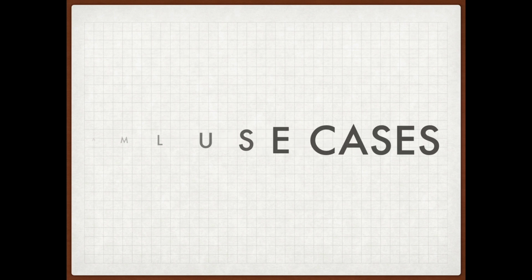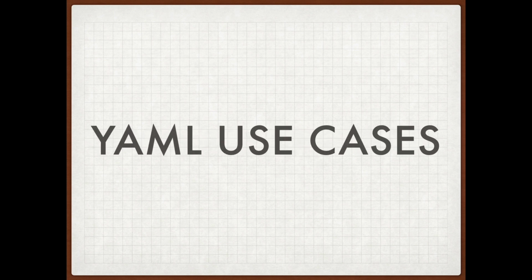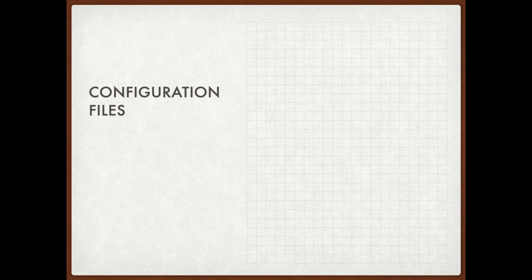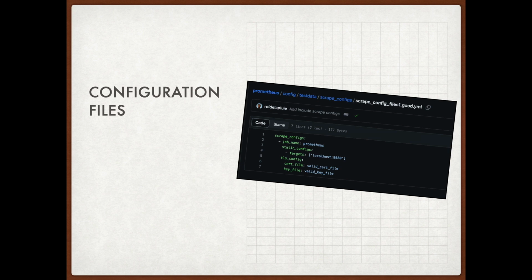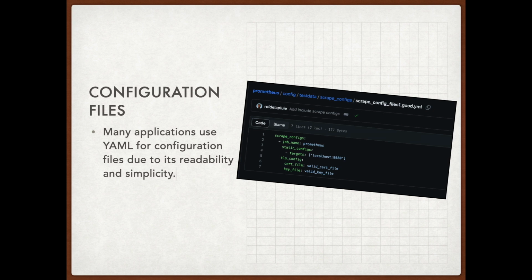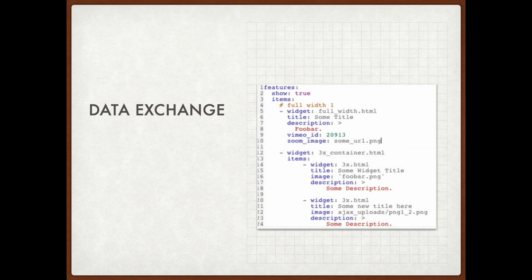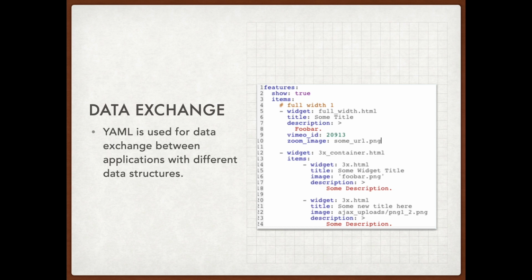YAML Use Cases. Configuration files. Many applications use YAML for configuration files due to its readability and simplicity. Data exchange. YAML is used for data exchange between applications with different data structures.